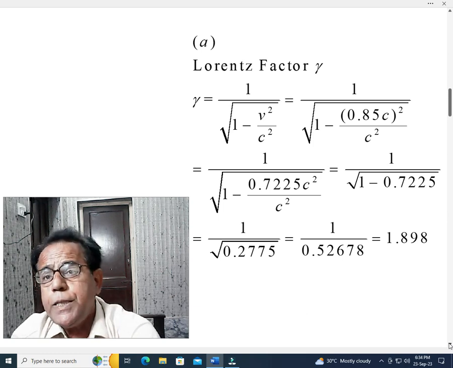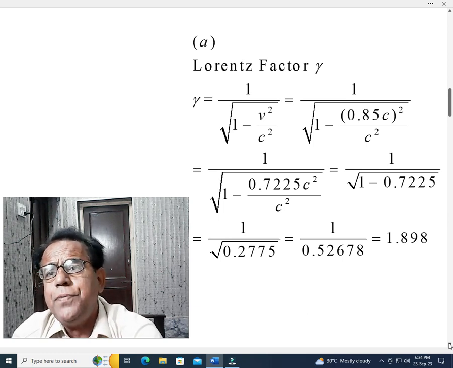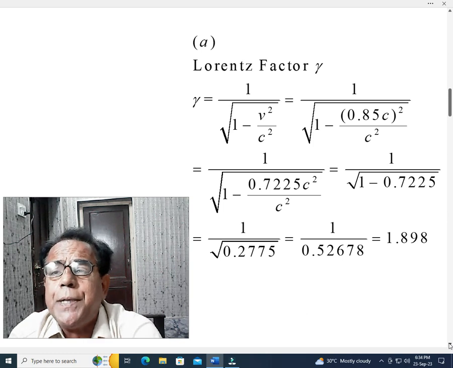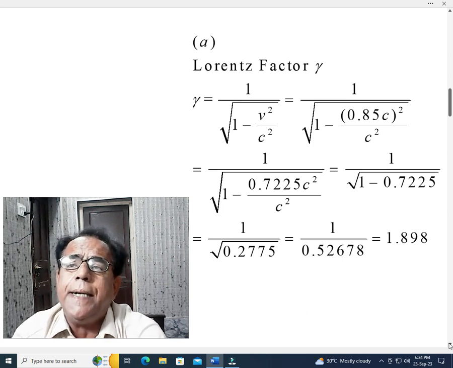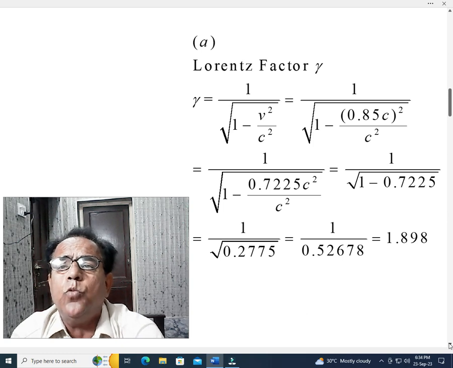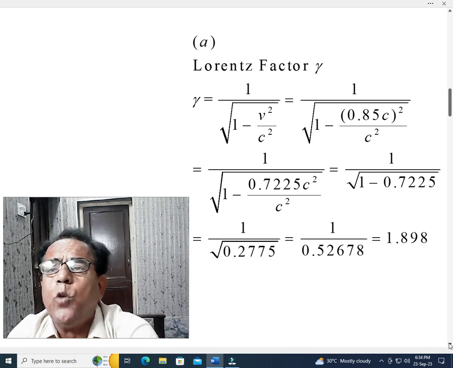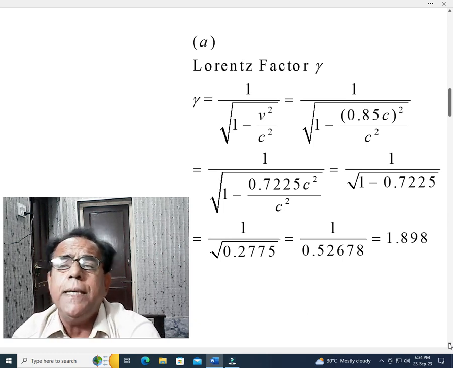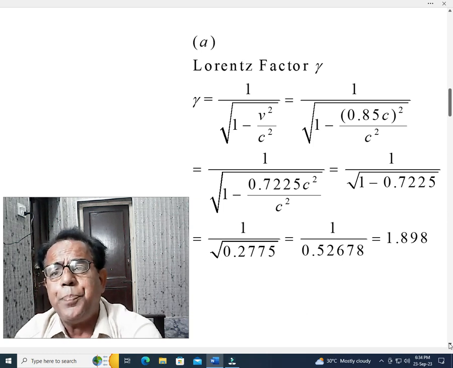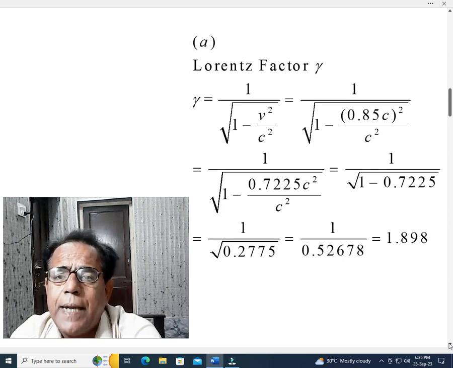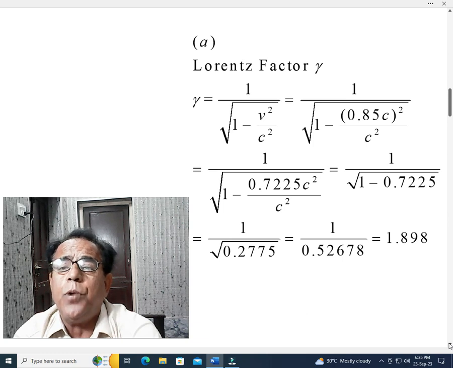In the next step, just simplification process. 1 over 1 minus 0.7225 c square over c square. What is this 0.7225? When we multiply 0.85 with 0.85, we get 0.7225. That is to say, 0.7225 is equal to the square of 0.85. In the next step, c square will be cancelled with c square, and we will get 1 minus 0.7225, and in the next step we will get 1 over under root 0.2775.